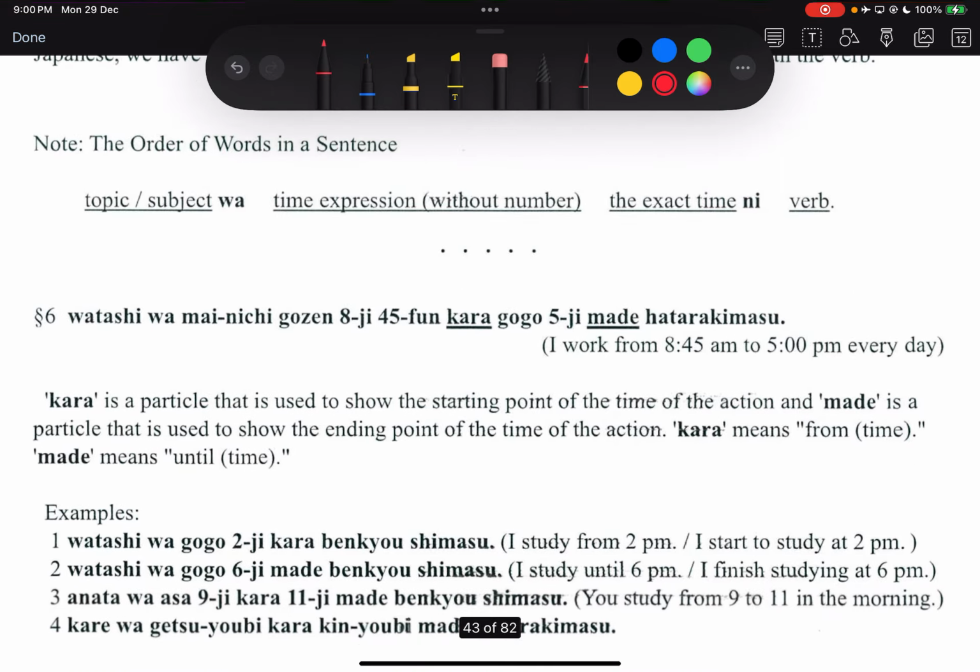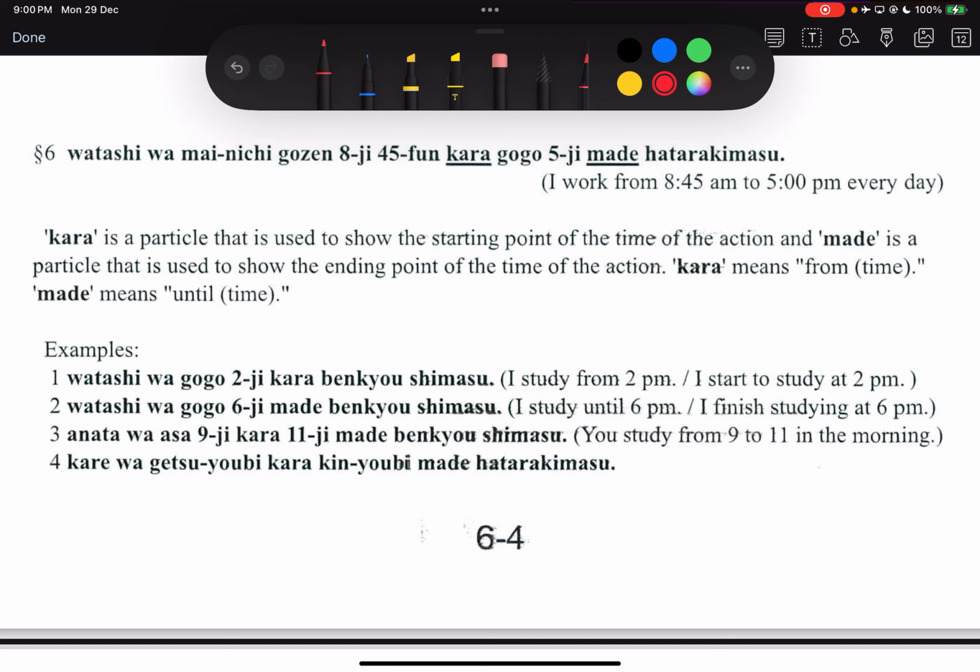Okay, next, number 6. 私は毎日, 日 is day, every day. So 毎日午前8時45分から午後5時まで働きます. Previously we learned から as an excuse, like to explain a reason. So because of A, that's why B, A から B です. But in this case, it's different already. This から and まで are our "from" and "until" in Japanese. It's like our Chinese 从到.